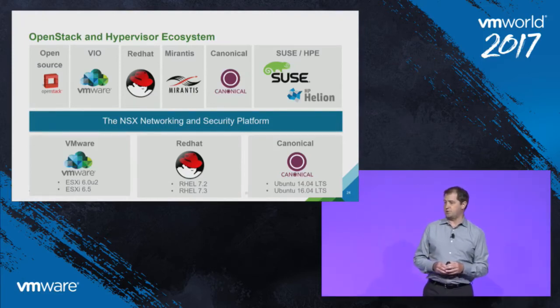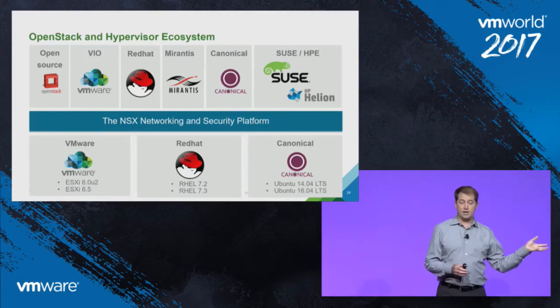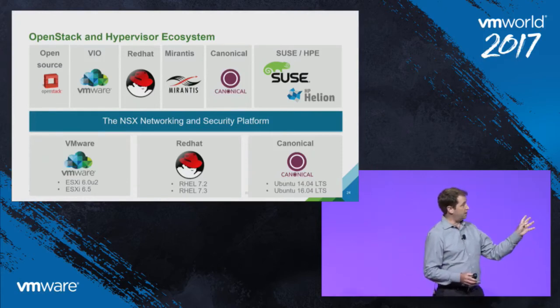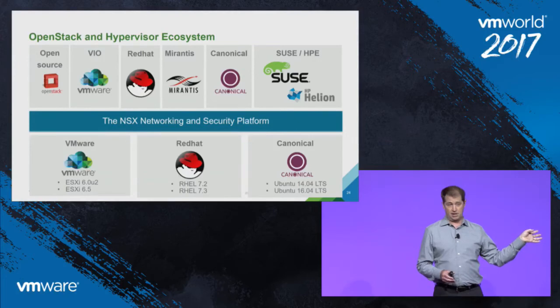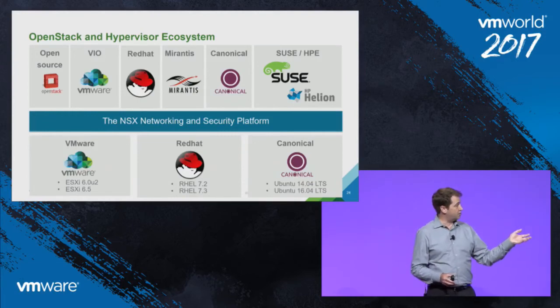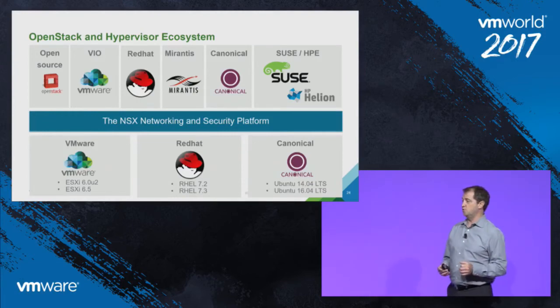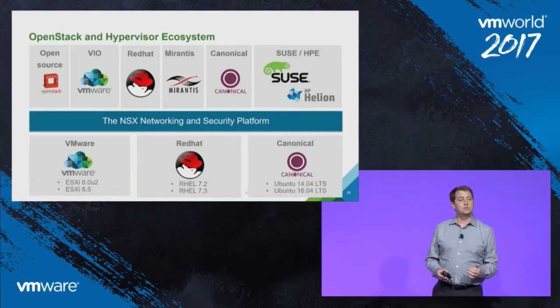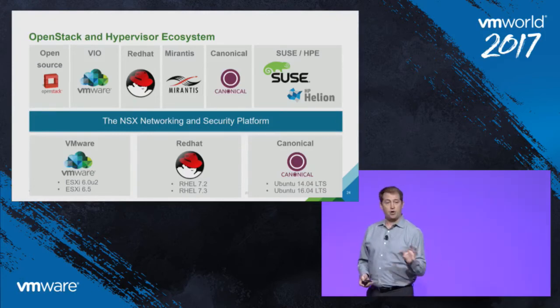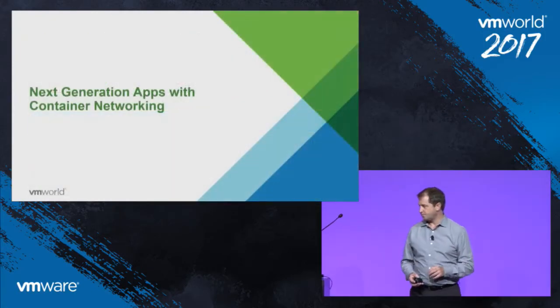From the hypervisor perspective, NSX-T works on a variety of hypervisors. We support the Red Hat RHEL-based KVM as well as Canonical's Ubuntu-based KVM, and of course we support VMware's ESX, the latest version being 6.5 and 6.0 U2. So we give you a lot of flexibility in terms of choice of hypervisors for that on-premise deployment.